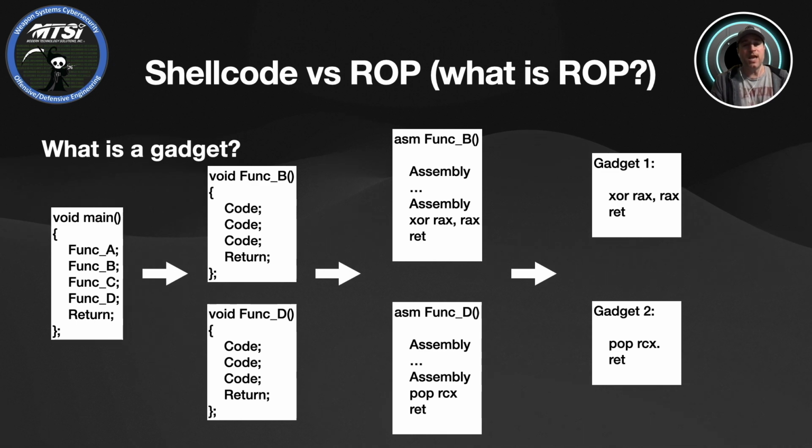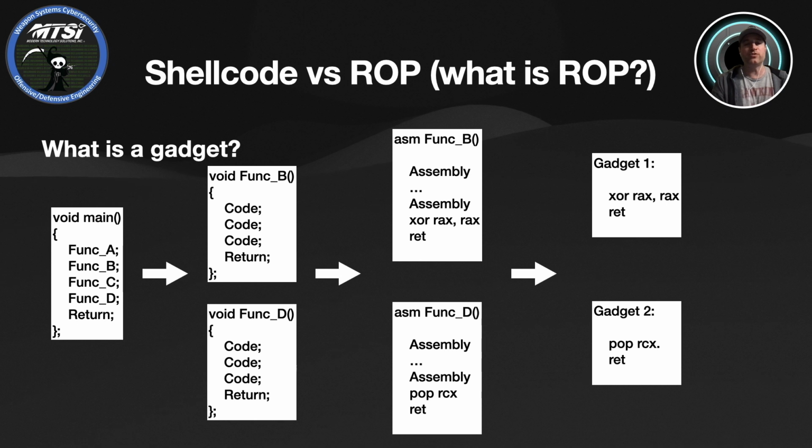If I take the ends of function B and D, the XOR and ret, and the pop and ret, I now have two gadgets, gadget 1 and gadget 2. They each do very specific, limited things. They might do one thing with one register. They might do one mathematical operation, and then they return. And that's okay. I want them to be small because I'm going to gather a whole bunch of them and reorder them in a way to achieve a larger program.